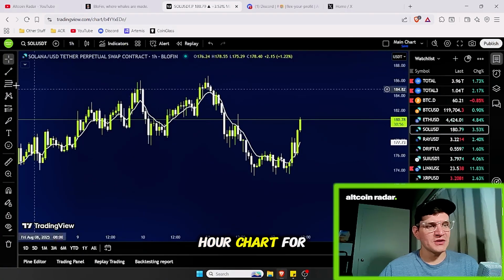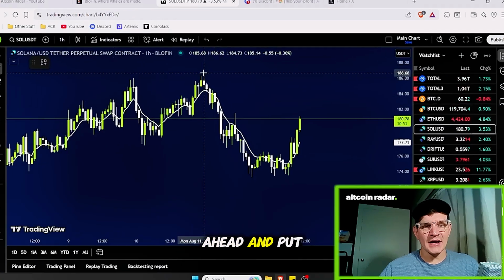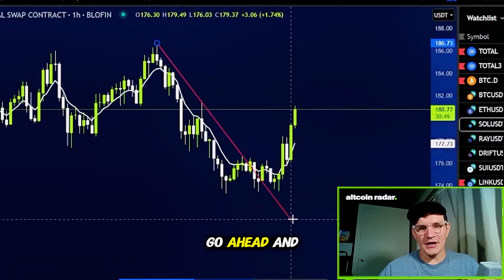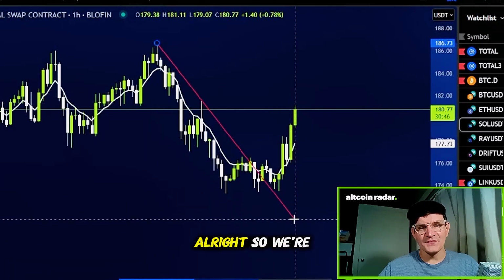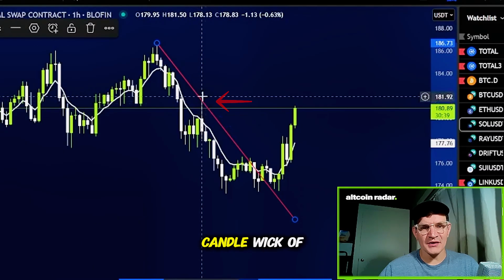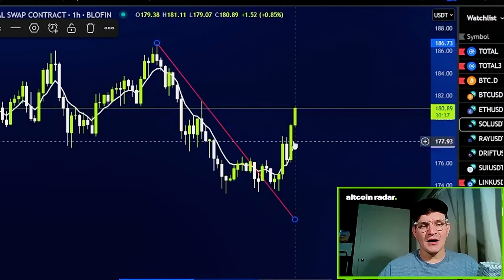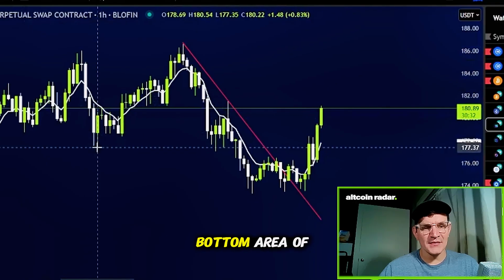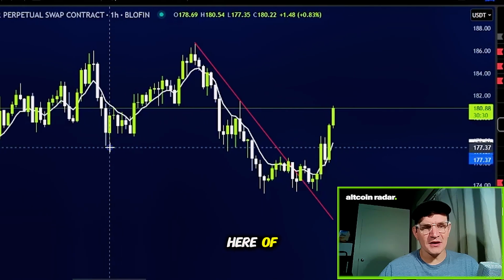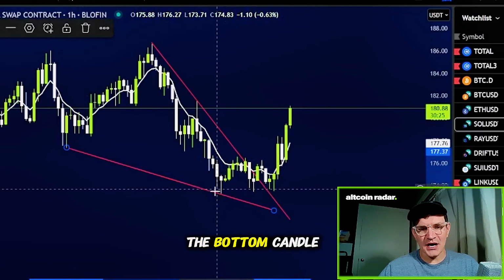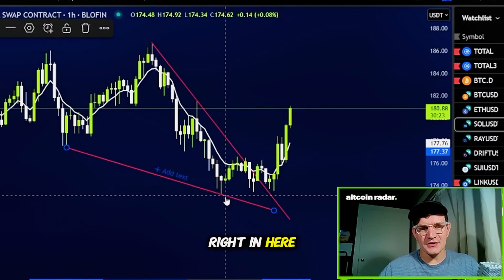So we are on the 1 hour chart for Solana. I'm going to go ahead and put the top of my line right here at the top of this trend, and we're going to move it all the way down. We are simply connecting this line to the top candle wick of this line right here because it's significant, and then we will take the bottom area of this wick down here, of the low that we had over here, and connect it to the bottom candle of the downtrend right in here.